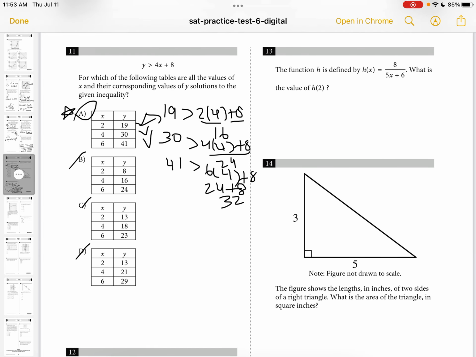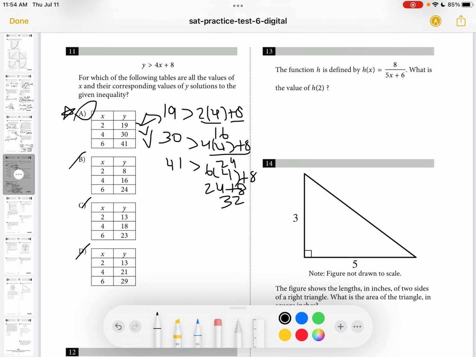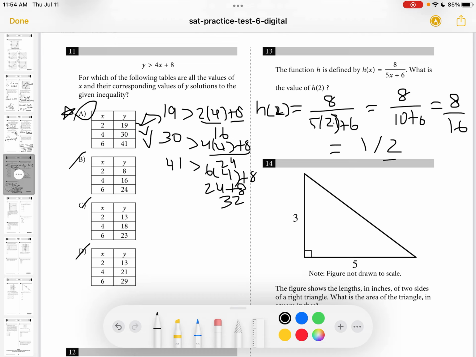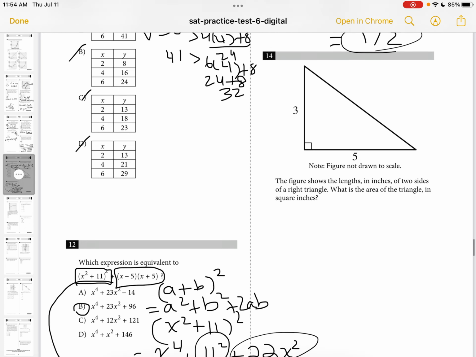Number 13. The function h is defined by h of x is equal to 8 over 5x plus 6. What's the value of h of 2? Okay, so h of 2 is just equal to 8 over 5 times 2 plus 6, which is equal to 8 over 10 plus 6, which is equal to 8 over 16, which is equal to a half. Okay? Alright, let's move on to the next question.